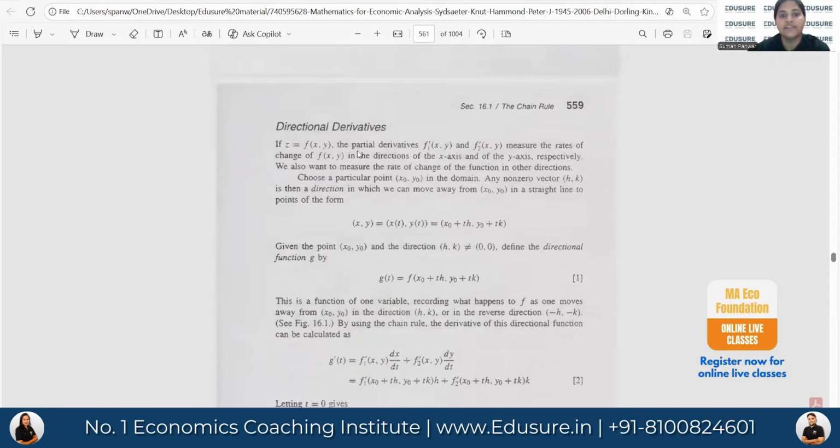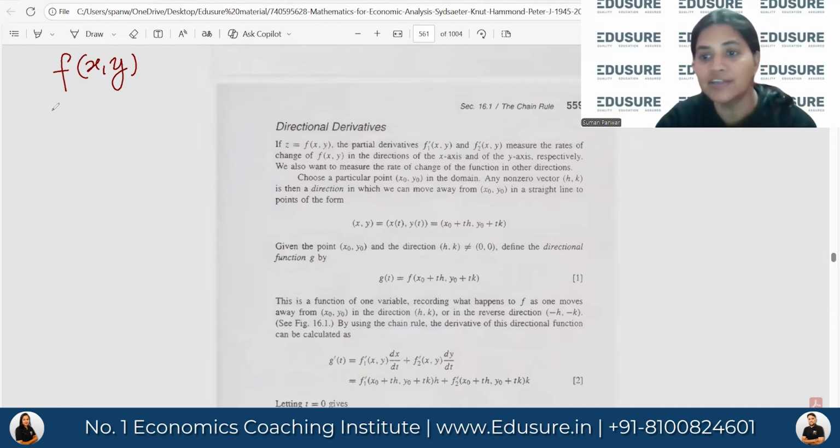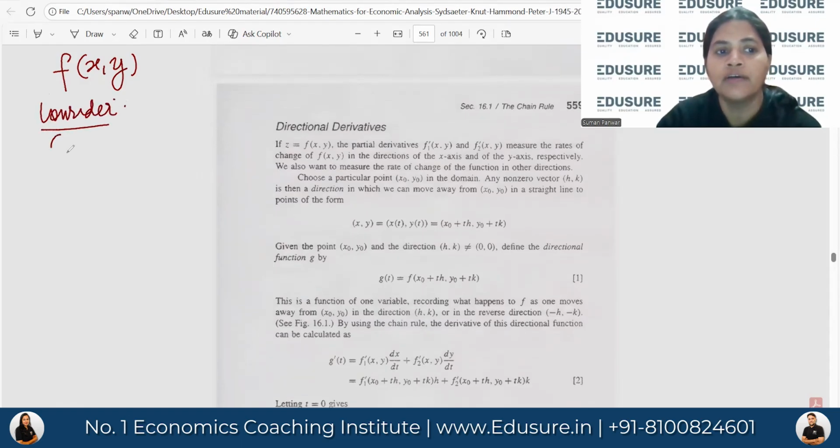If z is equal to f of x, y, the partial derivatives f1 prime x, y and f2 prime x, y measure the rates of change of f of x, y in the direction of the x-axis and y-axis respectively. That we have already seen. Okay, so now let us look at other directions. Let me consider a function of two variables x, y. Obviously, a function of two variables has a domain. So consider a point x naught, y naught in the domain of f. So we are considering this particular point.